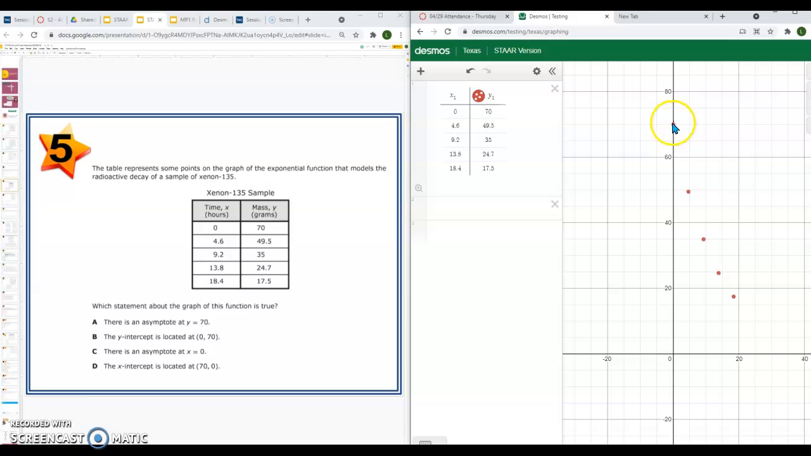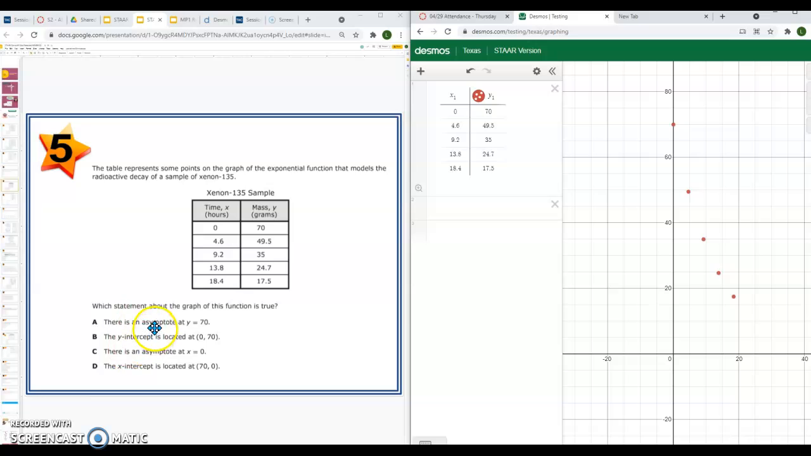Now, I put my points on the graph, and if I move my graph around, I could see all my points. Here's my first point, second point, third point, fourth point, and fifth point. Now, guys, I kind of have a small idea of what's happening in my graph. It's kind of going like this, right? And now let me read the statements.